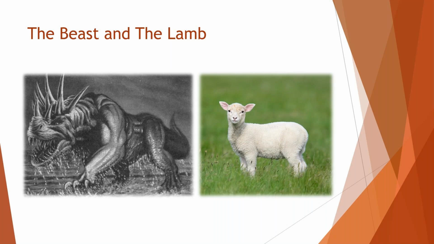She bore a male child who was to rule all nations with a rod of iron, and her child was caught up to God and his throne. And the woman fled into the wilderness, where she had a place prepared by God, so that there she might be nourished for 1,260 days. Then war broke out in heaven. Michael and his angels fought against the dragon, and the dragon and his angels fought back. But he was defeated, and there was no longer any place for them in heaven. And the great dragon was cast out, that old serpent called the devil and Satan, which deceives the whole world. He was cast out into the earth, and his angels were cast out with him.